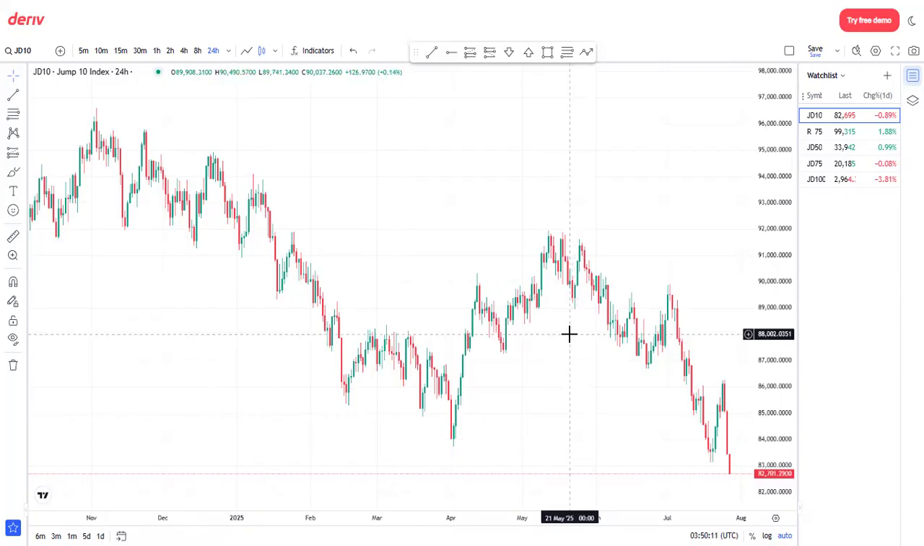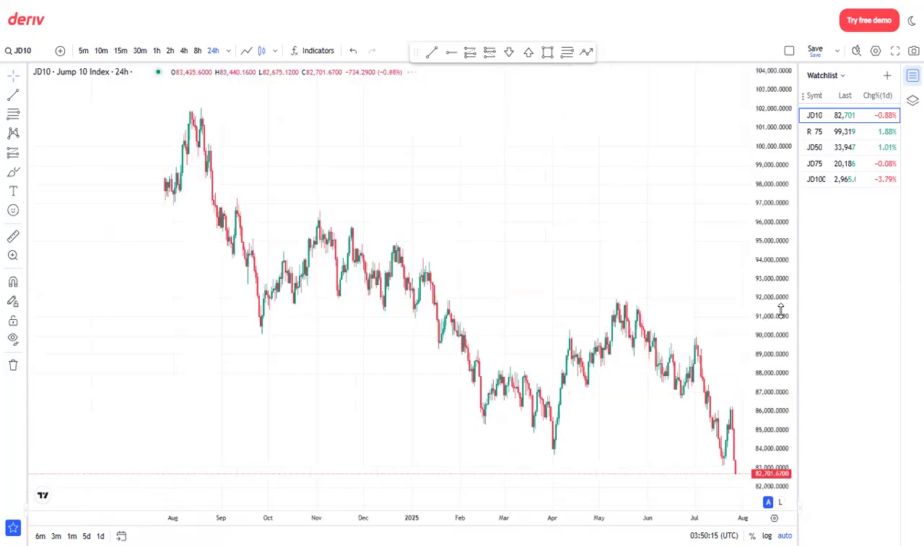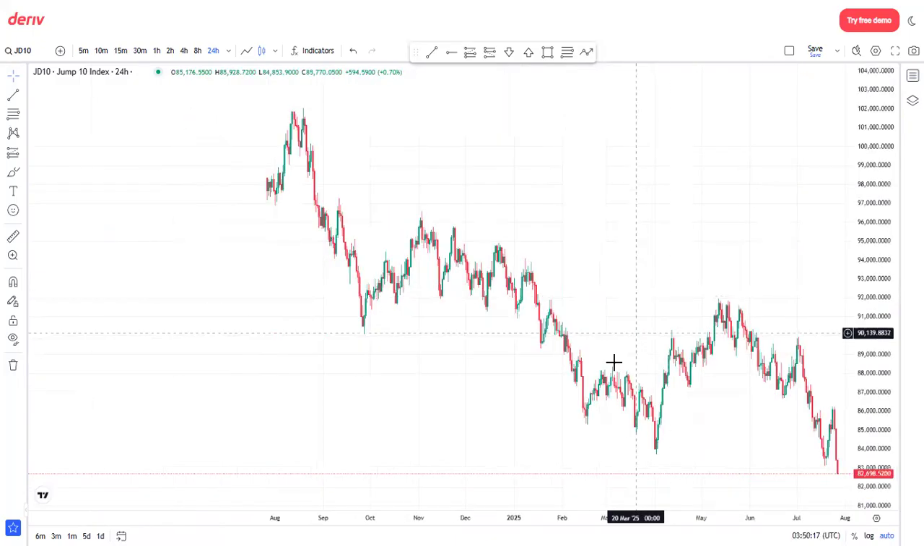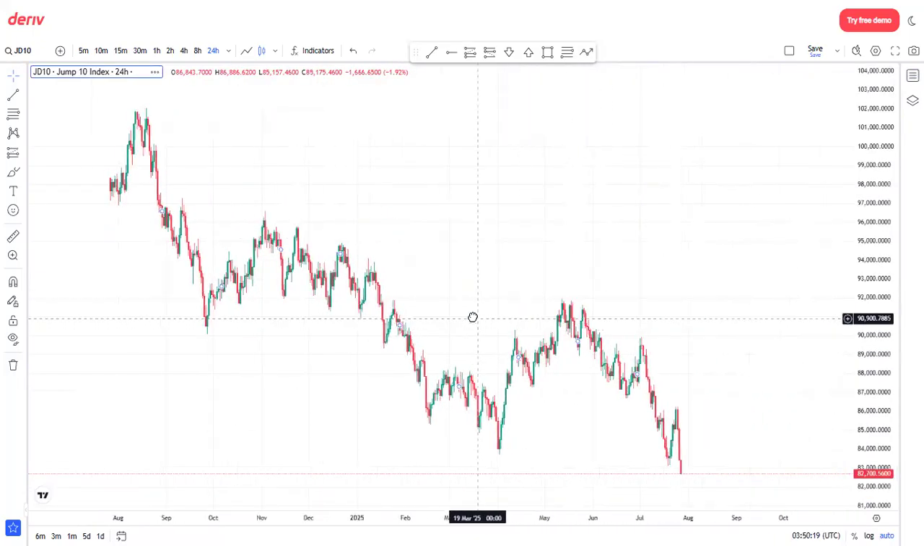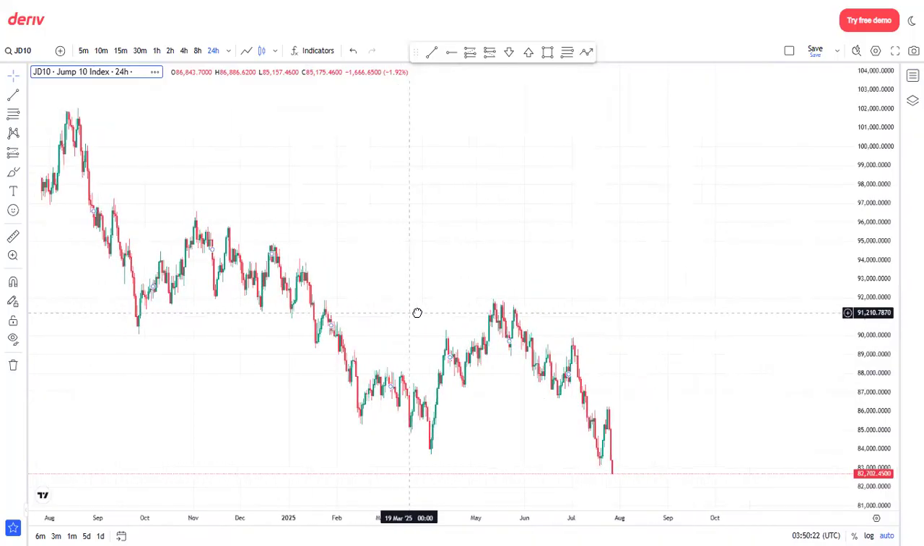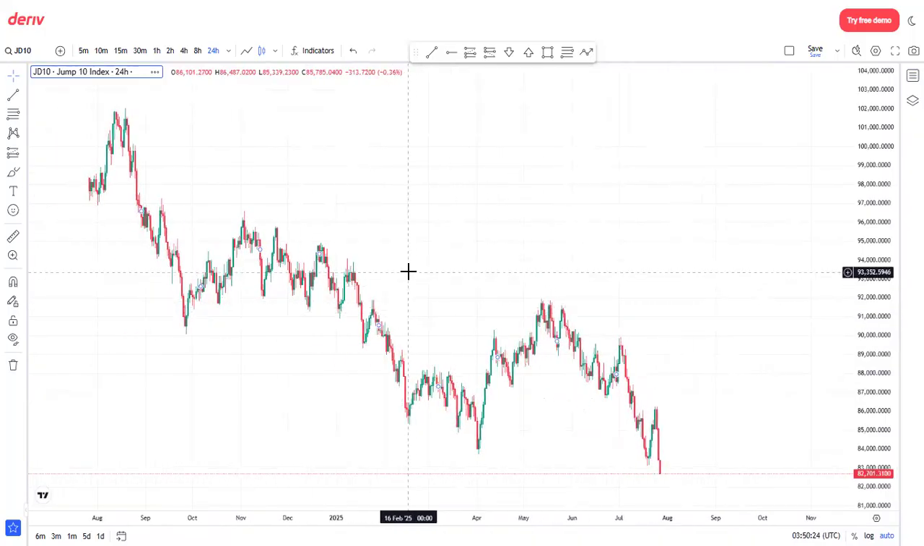Let us look at Jump 10 Index. I'll zoom out so that we can all see what is actually happening. What I want you guys to understand is that when you analyze the market, it is important to start from a higher time frame to get the whole direction of the market.